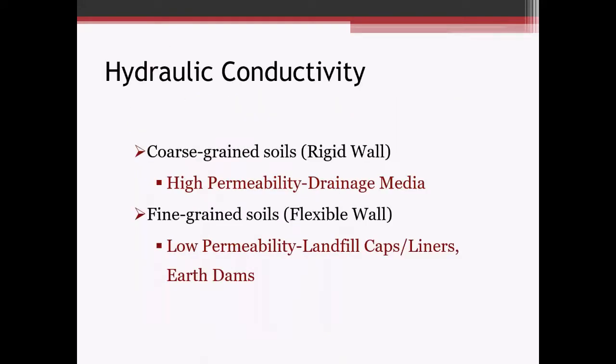So lastly, we're going to talk about hydraulic conductivity, and there are 2 methods that can typically be performed based on the soil type. The first is going to be a rigid wall test, which is typically performed on coarse grained soils that have a high permeability. The second is a flexible wall test, typically performed on fine grained, low permeability soils, which are typically used for landfill caps or liners or earthen dams.